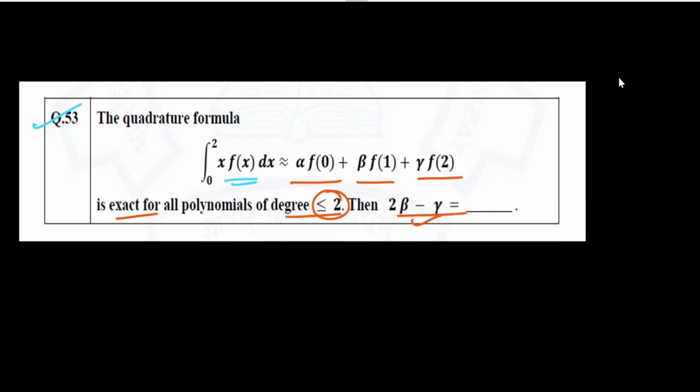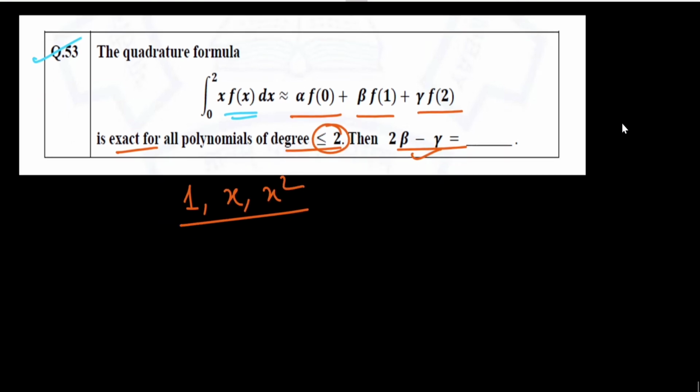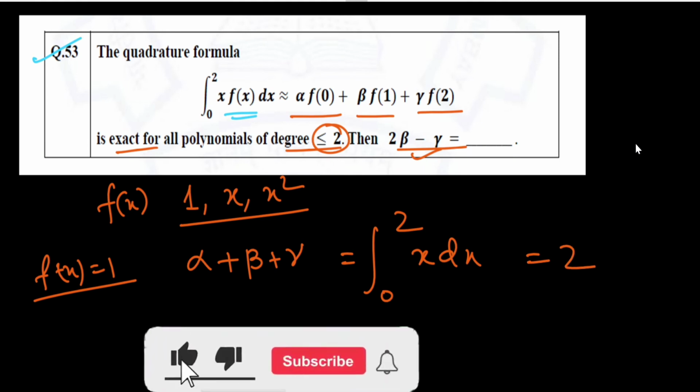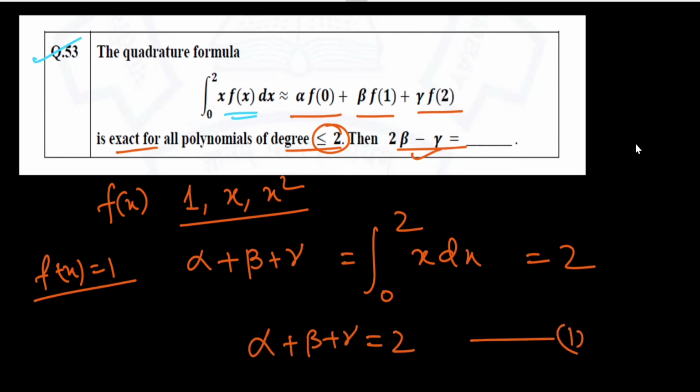So you can take any polynomial of degree less equal to 2. For calculations to be easy, I take a 0 degree polynomial, x as 1 degree polynomial, and x square as 2 degree polynomial. Let us check with these three polynomials. When fx equal to 1, the right side should be alpha plus beta plus gamma, which is equal to integration 0 to 2 of x dx, which gives x square by 2, and 4/2 gives the value 2. Therefore, alpha plus beta plus gamma is equal to 2. This is equation number 1.